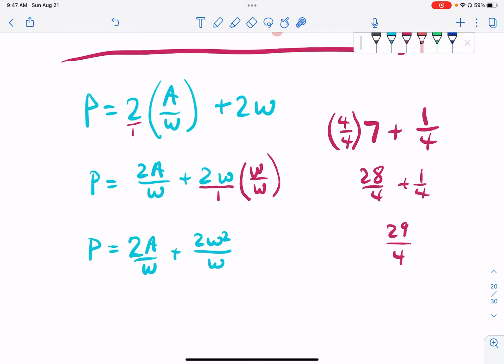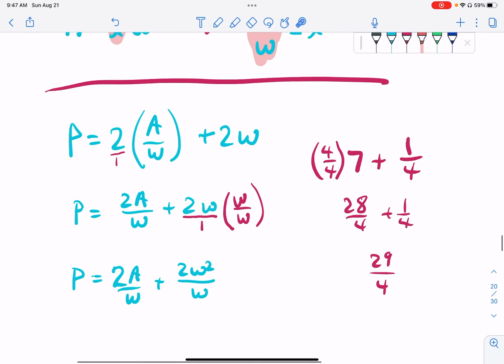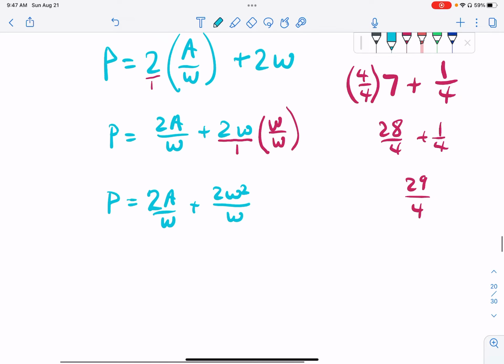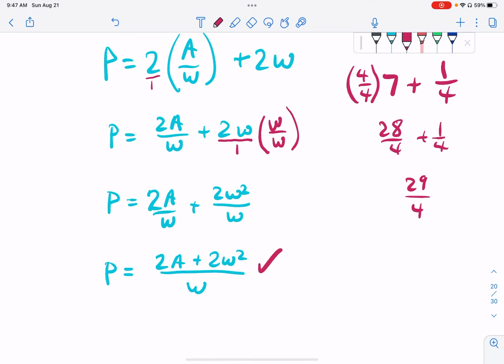I'm going to do the same thing over here. Add the two tops, since they're not like terms, they're not going to combine, and then keep the denominator as a w. So P is equal to 2a plus 2w squared, all of this over w, and now that exactly matches the answer that was given. Okay, so let me show you back up here another way to have done it.